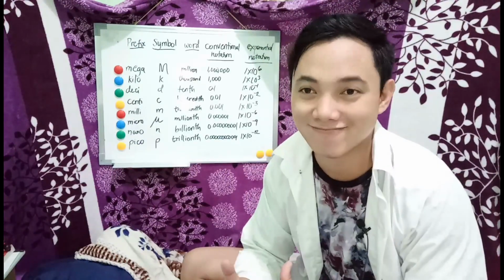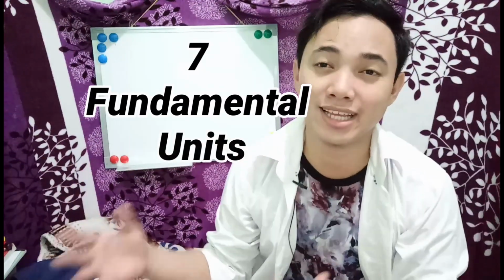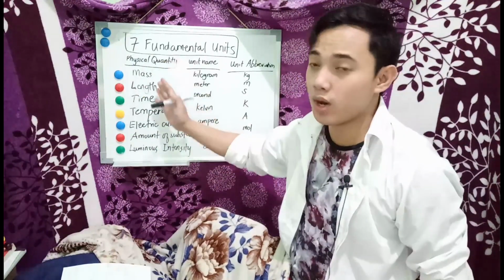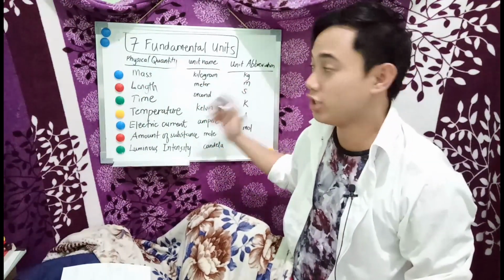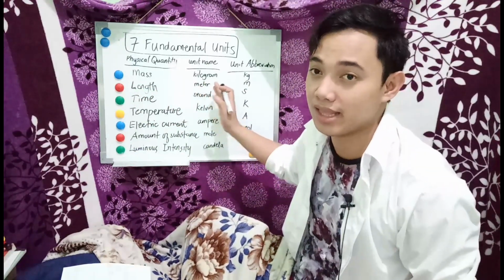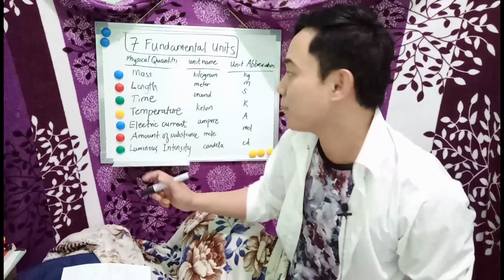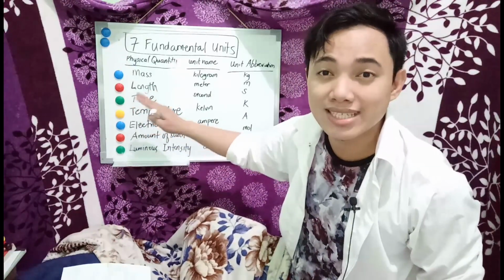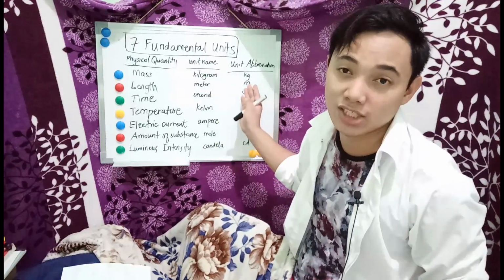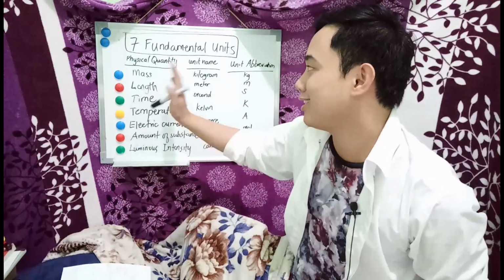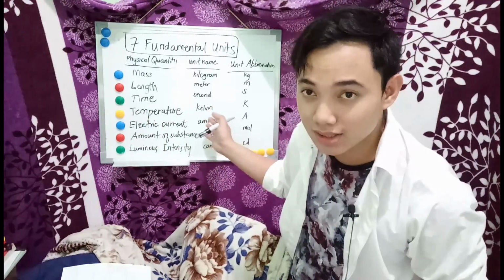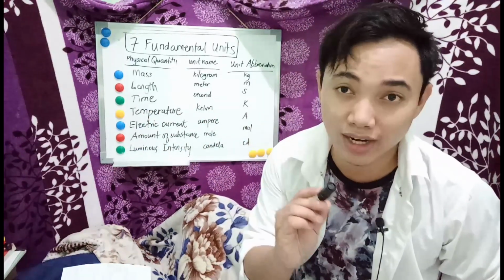So here are the 7 fundamental or base units in chemistry. So here is the physical quantity, the unit name, and unit abbreviation. So first is mass, and its unit name is kilogram, and the unit abbreviation is kg. And then next one, number 2 is length, then yung unit name niya is meter, and yung unit abbreviation is small letter m. Yung third one is yung time. Time is, unit name niya is second, and then yung unit abbreviation is small letter s.